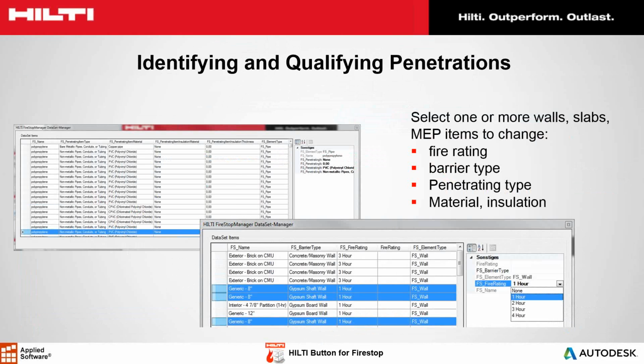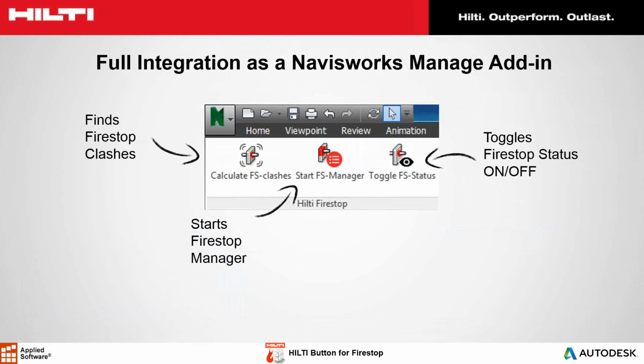The workflow that is involved in identifying and qualifying penetrations has to do with selecting one or more walls, floor slabs, and MEP components to change their fire rating, the barrier type, the penetrating type, and material and installation. It's a very simple process, and with not much instruction or training, anyone really can do this.